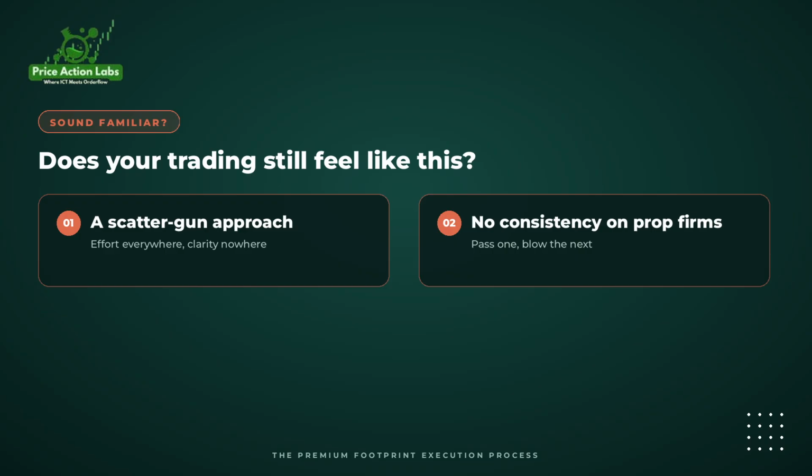Now, if this is you, that's not a bad thing. Resets are amazing, prop firms are amazing. But the lack of consistency you have on prop firms will not be fixed by the reset button.